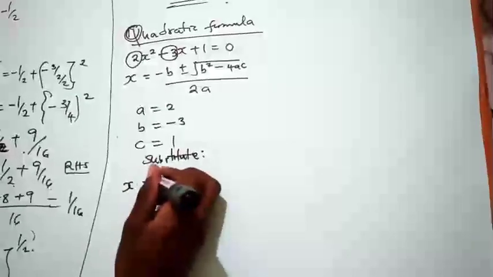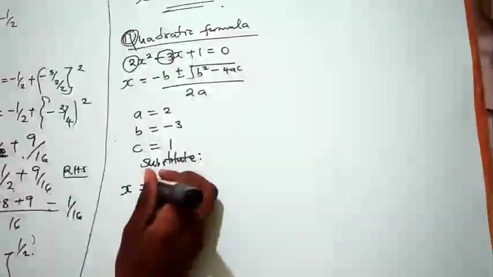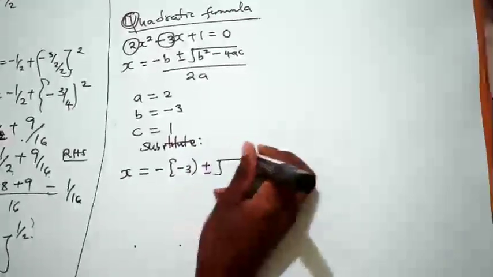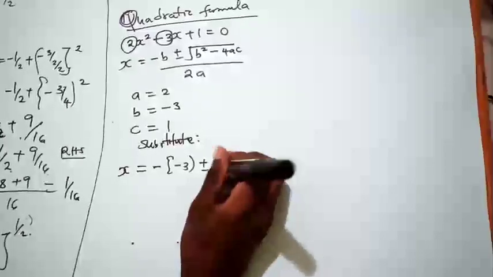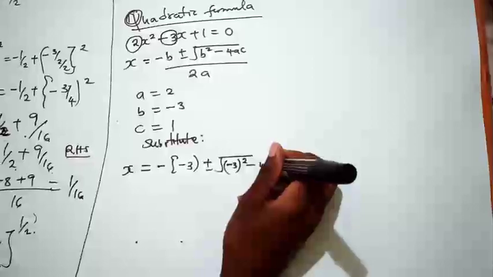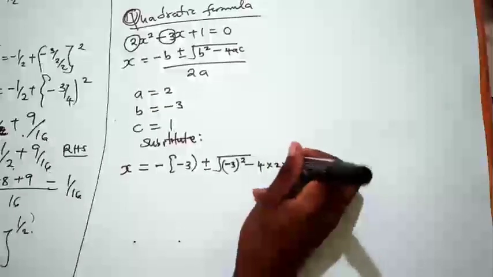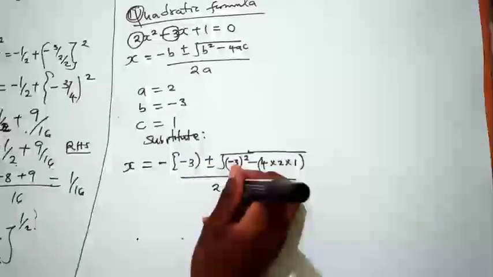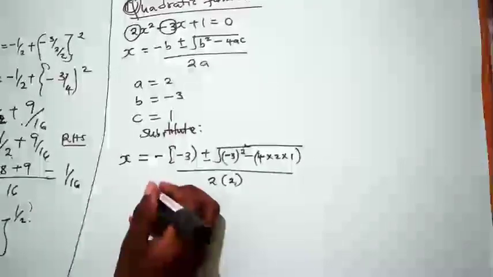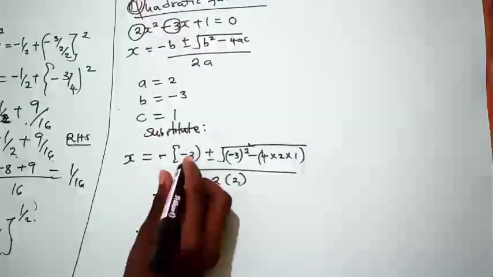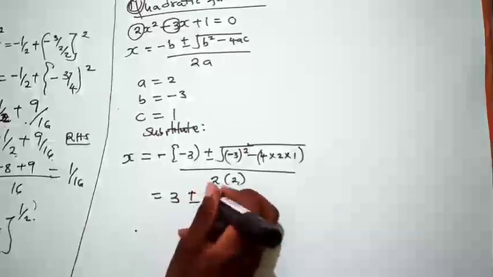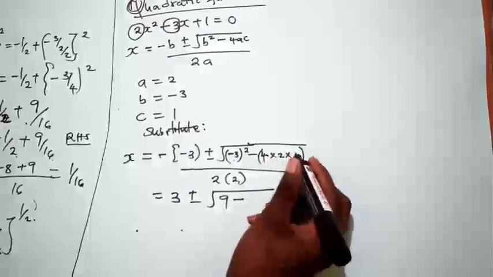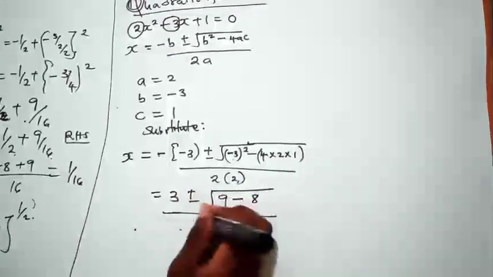So we substitute, and x is going to be given by negative b, so negative negative 3, plus or minus the square root of b, which is negative 3 squared, minus 4 times a, which is 2, multiplied by c, which is 1. Then we divide by 2a, which is 2 times 2. Minus multiplied by minus is plus, so we have 3 plus or minus the square root of 9, since a negative squared is 9, minus 4 times 2 times 1, that is 8, all divided by 4.